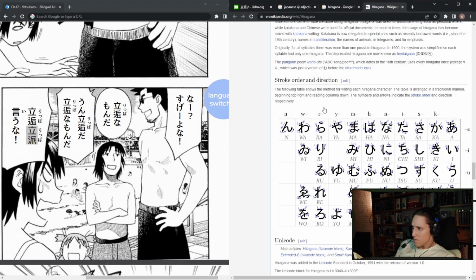Oh, but that's katakana. Oh, this is partially katakana. Yeah, this is okay. That was why. It's because half of it is hiragana and the first half is katakana.